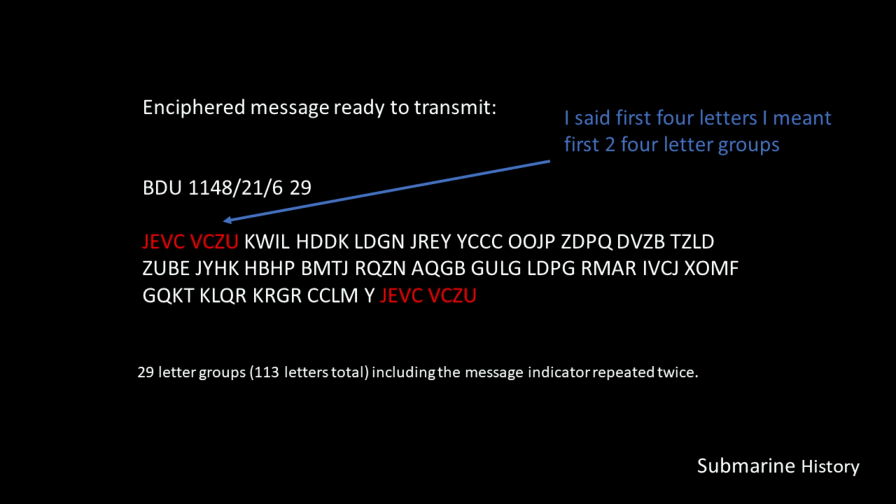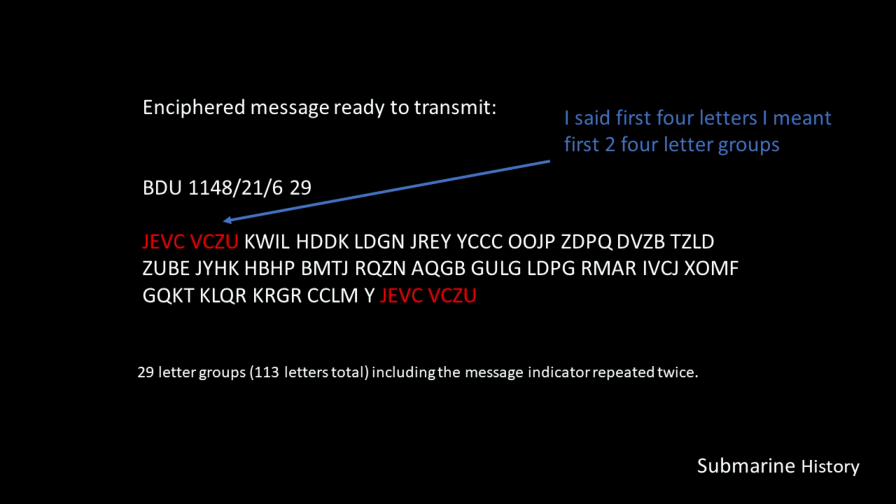So it gets transmitted. When it's received by BDU, they will understand that the first 4 letters are not actually part of the message itself. Rather, they are the indicator group. And they're going to pull that out.